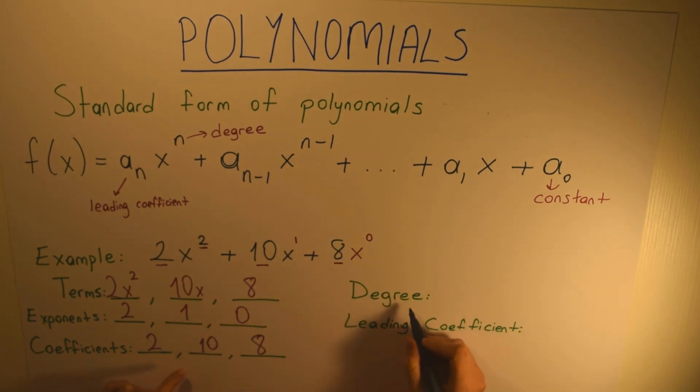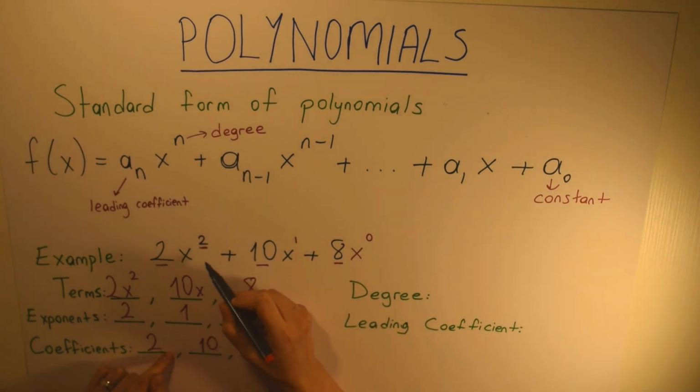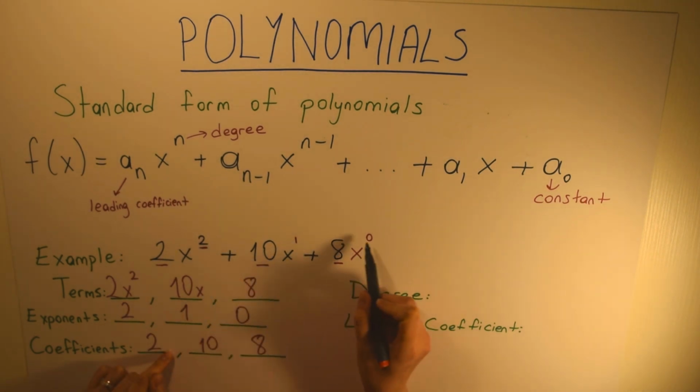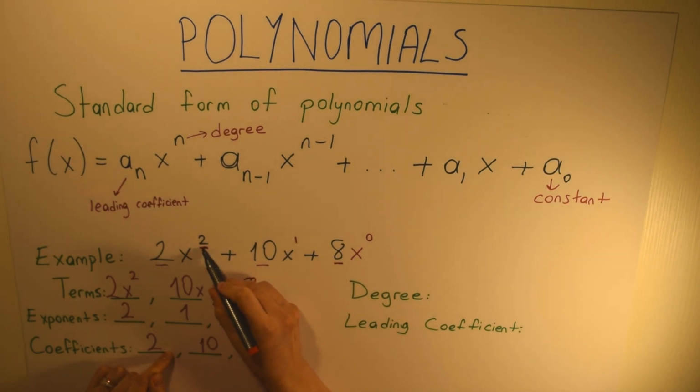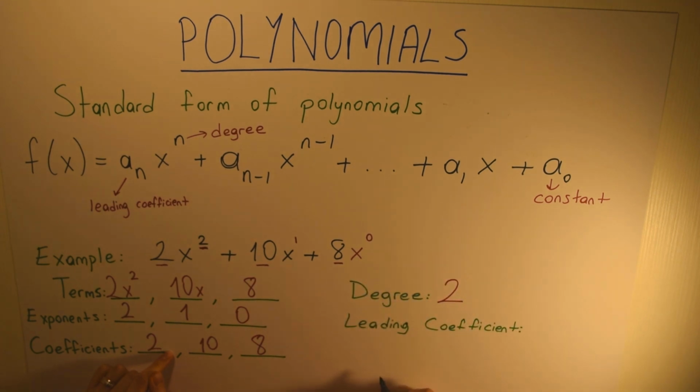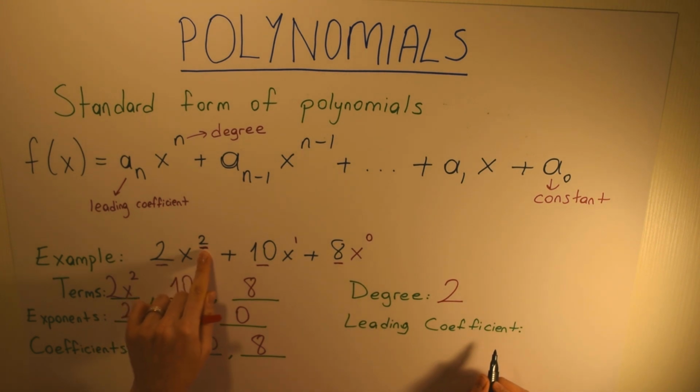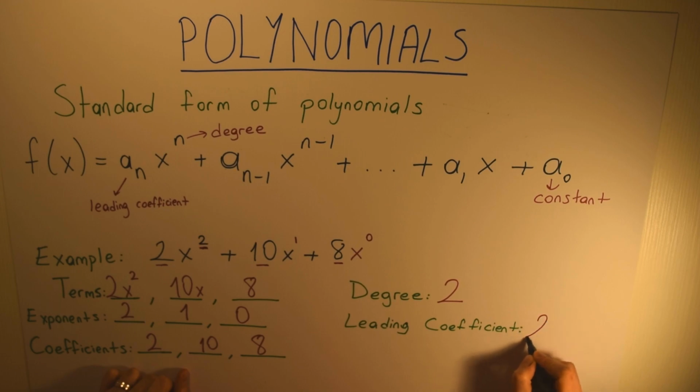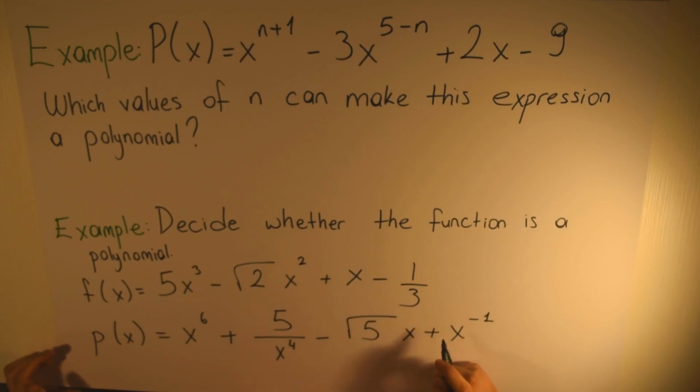Okay, let's look at our degree. What was the degree? Degree is the biggest exponent in our polynomial. So here, let's look at the exponents. We have 2, 1, and 0, right? Which one was the biggest? 2 is the biggest, which means 2 is the degree of our polynomial. So here we write 2. And our leading coefficient is the number written in front of the variable with the largest exponent, which means 2 is our leading coefficient. Let's continue with other examples.